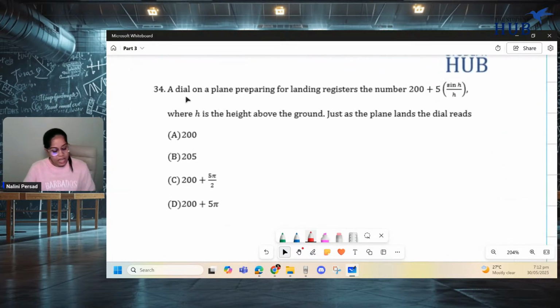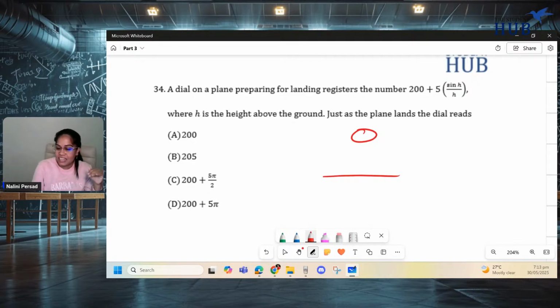Question 34. A diagonal plane preparing for landing registers this number here, where h is the height above the ground. Just as the plane lands, the diagonal reads. So you have a plane in the air, and it's approaching the ground, meaning that h is tending to 0. The plane is landing, so h is tending to 0. And we will have to recall the use of our special limit with sine h over h.